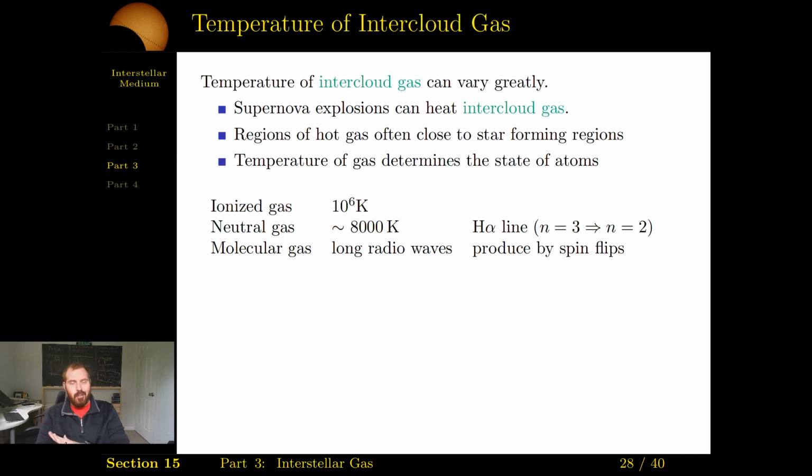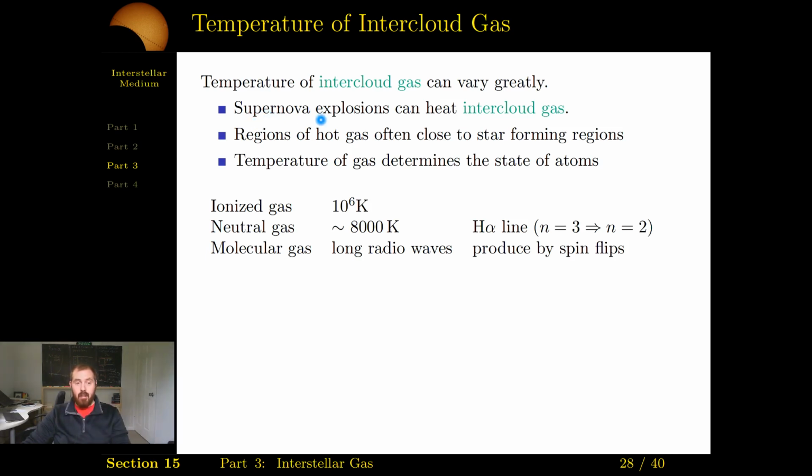All right. So let's have an example of talking about just the intercloud gas, right? We can still find a wide range of temperatures. Remember, these things can be hundreds of light years across in size. So that means that their temperature can be wildly changed.